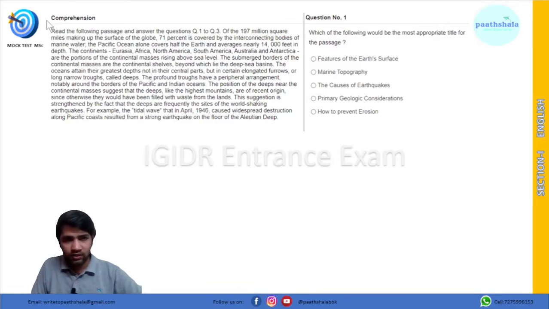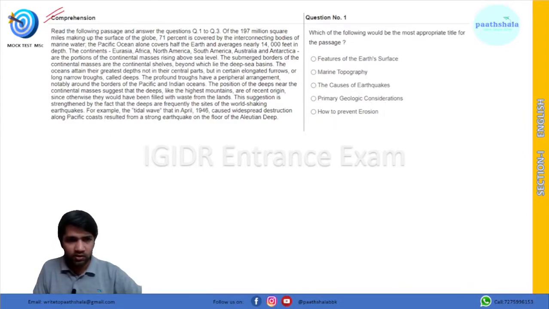It is from comprehension. There were 3 questions from comprehension. Let's look at the question first. It says, which of the following would be the most appropriate title of the passage. First one is features of the earth's surface, marine topography, the causes of earthquake, prime geologic consideration, how to prevent erosion. So this is talking about basically earth, and it is marine and somewhere about earthquakes also.